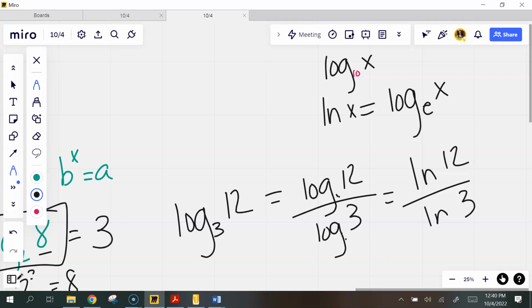Why is it not an L? Natural log, why is it? Logarithme naturel. I don't know. No, I don't know. I'm just making that up, Lucy. I don't know.